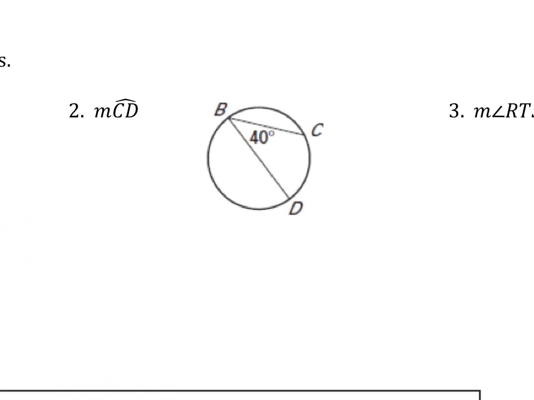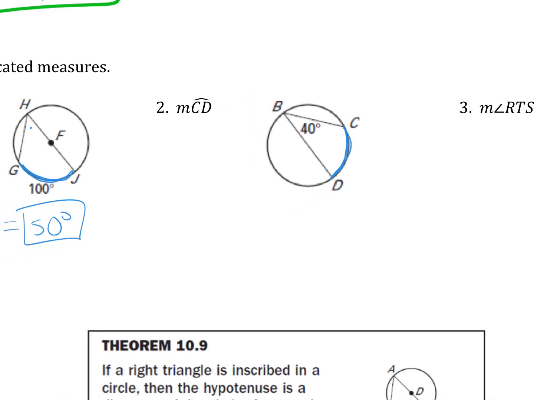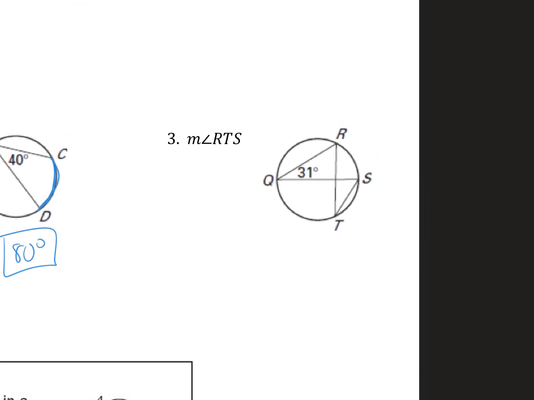Awesome. All right, how about CD? Are we looking for the arc or the angle? We're looking for the arc. Is the arc going to be double 40 or half of 40? It's going to be double 40. So 2 times 40 is going to be 80 degrees. Awesome.